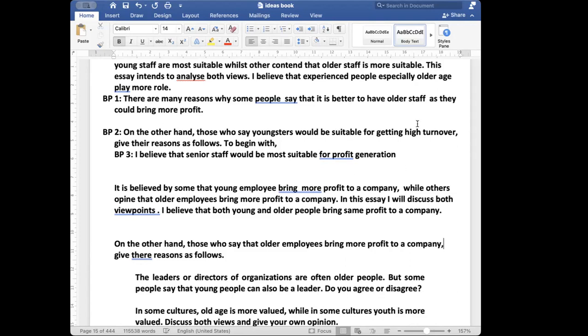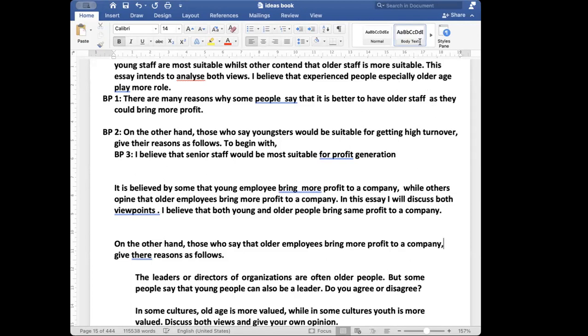Okay, ma'am. To sum up, it can be reiterated that young people are better to generate more profit. On the one hand, there are some reasons why some people say that young employees bring more. This sentence is correct. On the other hand, those who say that elder, no, older, give their reasons. This sentence is also fine. The equal one is wrong. Okay.